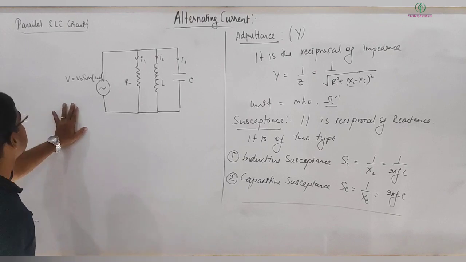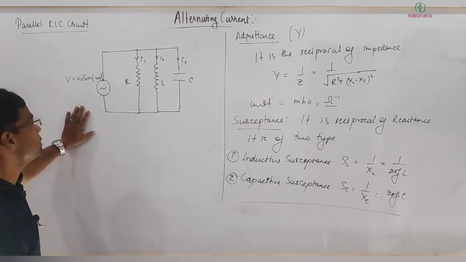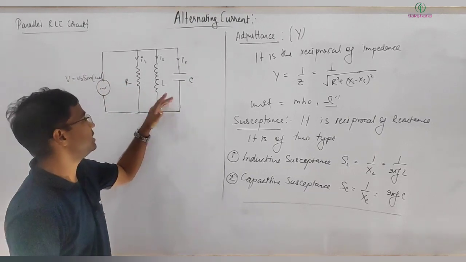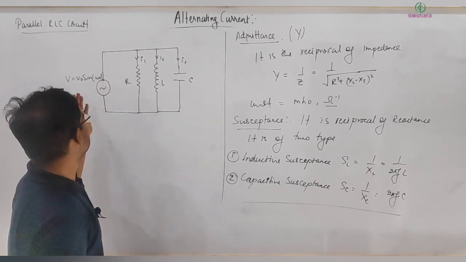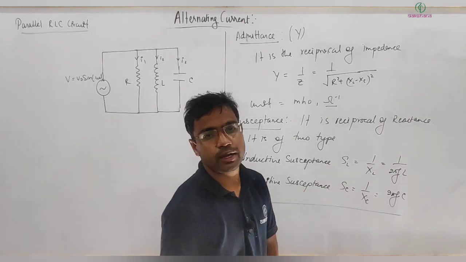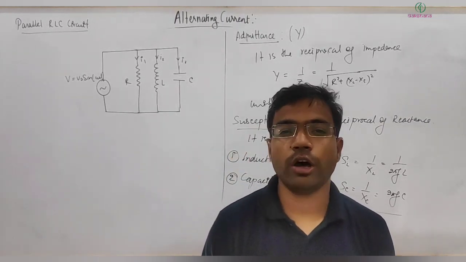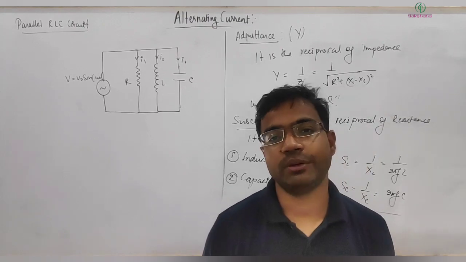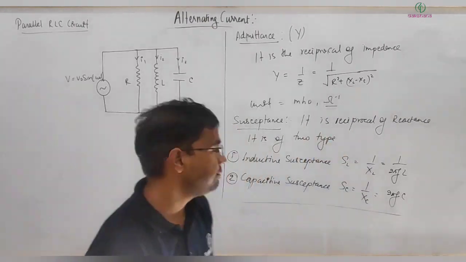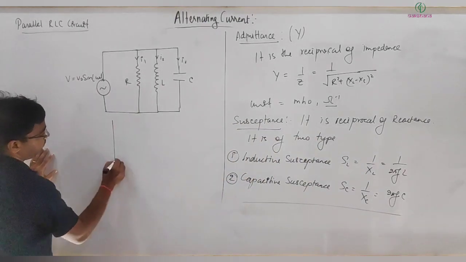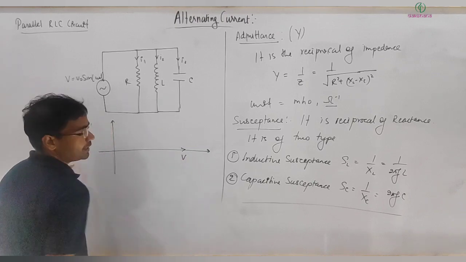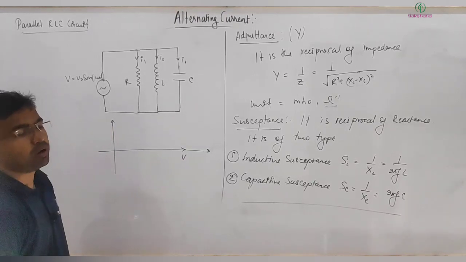Alright, so let's come back to the parallel RLC circuit. In this situation, we are applying this voltage across all three elements, and because they are connected in parallel, the same potential drop will be there across each element. To draw the phasor diagram here, we should draw on the x-axis the quantity which is common and constant to all, and that is your voltage. So V, voltage which is common to all.